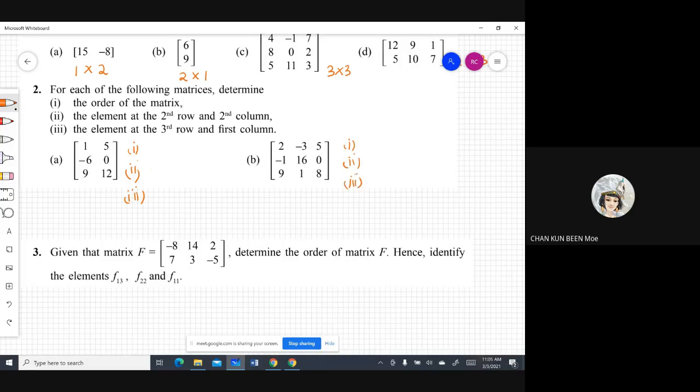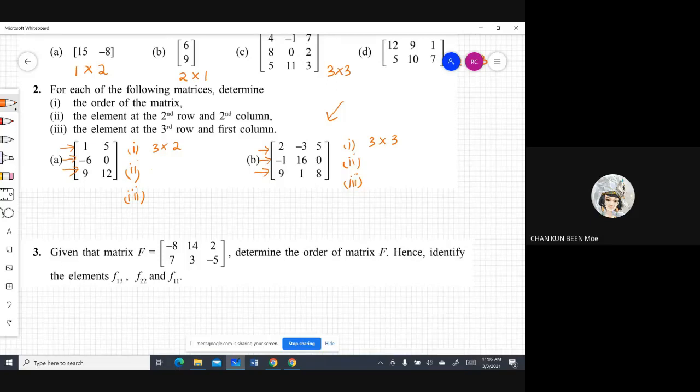Okay, for question A here, they want the order of the matrix. So we have 1, 2, 3. 3 rows, 2 columns. So it is matrix 3 by 2. Whereas for question B, I go like this. So we have 3 rows and 3 columns. So this is matrix 3 by 3.